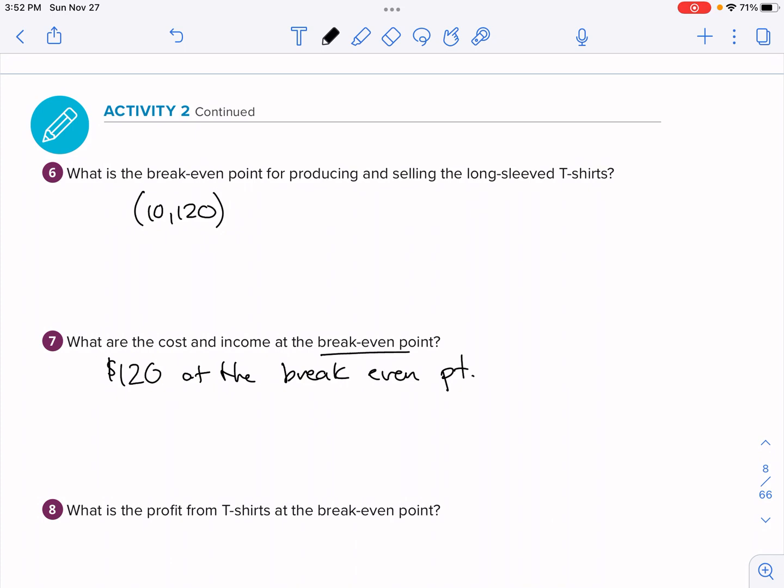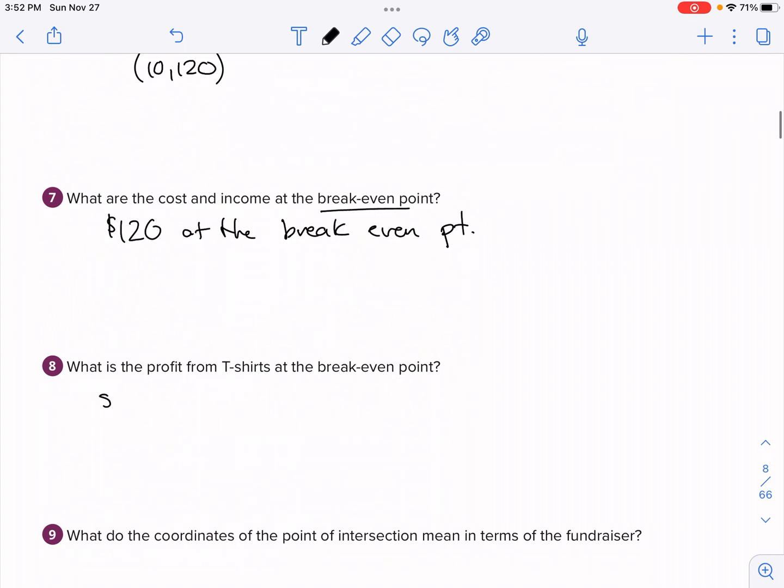Let's put PT. What is the profit from the t-shirts at the break-even point? Right, that is $0. We don't make a profit. But we're no longer in debt. We're no longer negative.